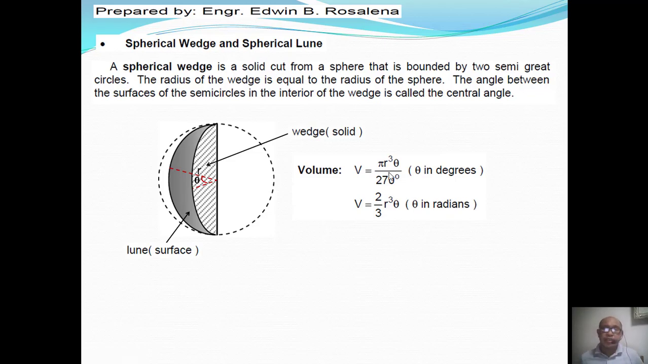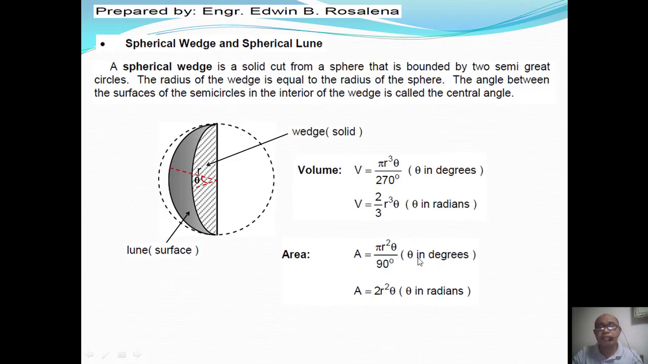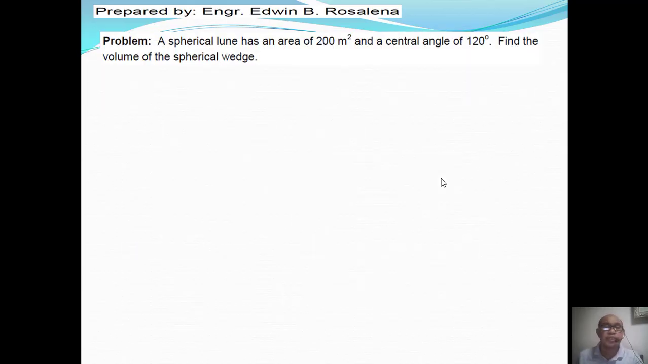Okay. So we have now the surface area. So the area of the loon is equal to pi r squared theta over 90 degrees. So theta in degrees, theta in radian. I will advise just use the formula for the angle theta in degrees. Okay. So one representative problem I have here. So a spherical loon has an area of 200 square meters and central angle of 120 degrees. Find the volume of the spherical wedge.